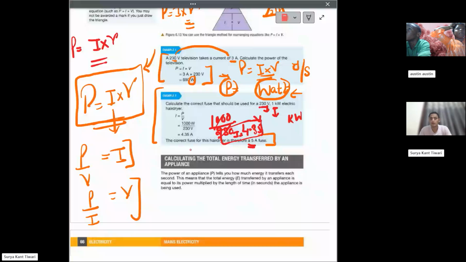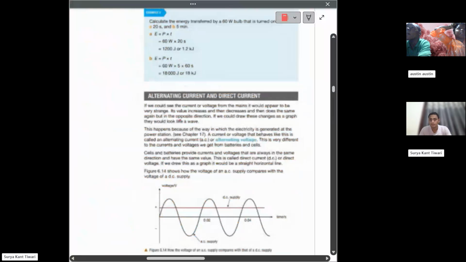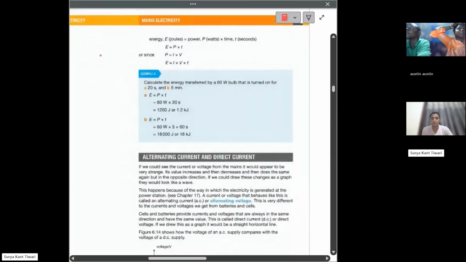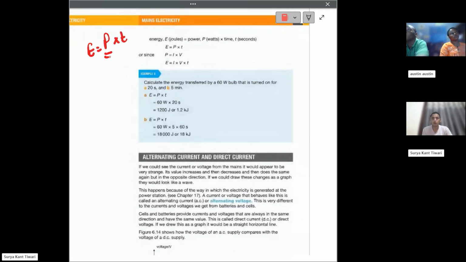You just have to remember this formula for now. After that, there is one more formula called energy is equal to power times time. Power flowing for a certain interval of time will give you energy. Like if the power is 100 watts for a time period of 5 seconds, then energy will be 500.